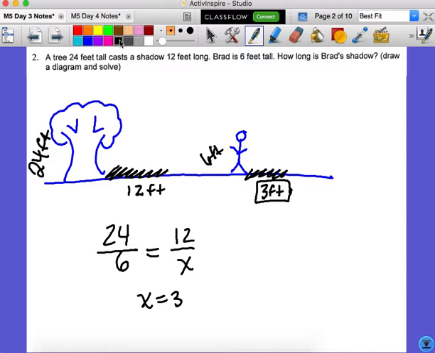However, you could have also potentially noticed that all we're doing to get from here to here is dividing by 2, or applying a scale factor of 1/2. So we could have used that scale factor here to create that 3 as well. So we can either apply a scale factor or we can apply a proportion.